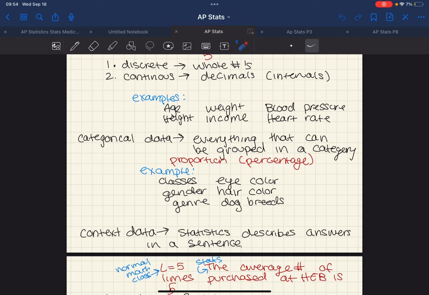Other examples of that could be eye color. Okay, so we have brown, green, blue, so on and so forth. Another example could be dog breeds. Okay, when we talk about dog breeds, we don't say that's breed number 1, breed number 2, breed number 3. No, we describe the different breeds. So there's Chihuahuas, Dachshunds, so on and so forth.